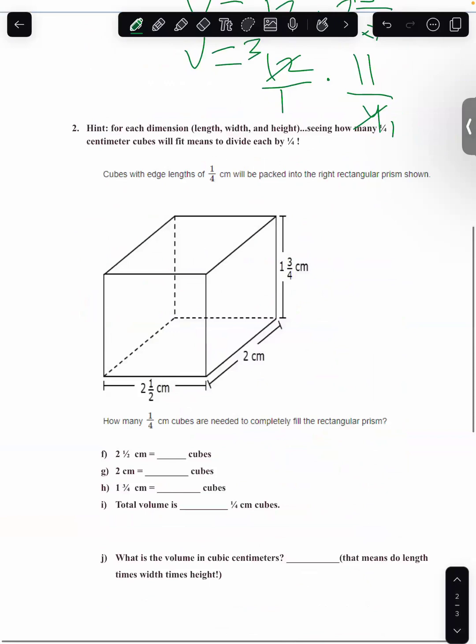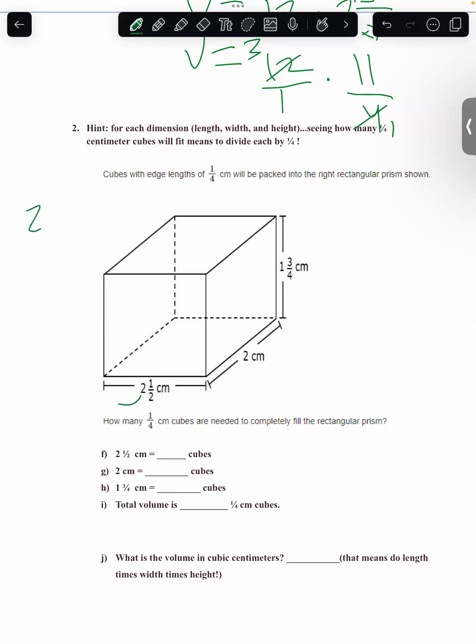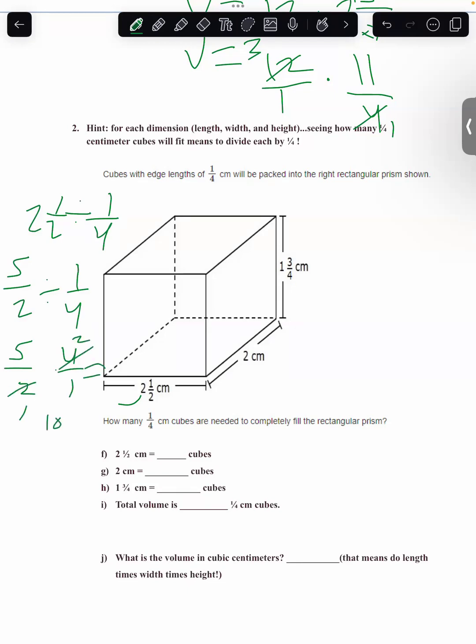There's 3 on here because I know these are a bit of work. All right, this one is a 1/4, again it's centimeters. We're going to take the 2 1/2 and divide that into fourths, because we need to know how many fourths it takes to make 2 1/2. So it's 5 halves divided by 1/4. Keep, change, flip: 5 halves times 4 over 1. So 5 times 2 is 10. So that's 10 of the little cubes.